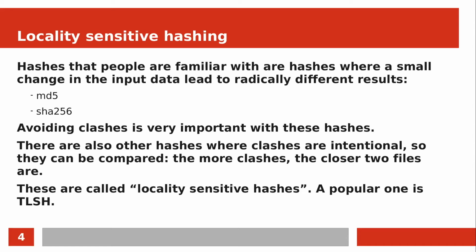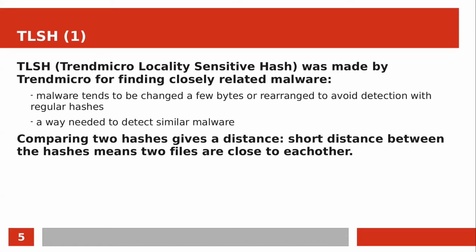With these hashes, avoiding clashes is extremely important. But there is also another category of hashes where clashes are intentional, so they can be compared. The more clashes you have between the hashes, the closer two files are. These are called locality sensitive hashes, and a popular one is TLSH. It was made by Trend Micro specifically for finding closely related malware. Malware tends to be changed just a few bytes or rearranged to avoid detection with hashes like MD5, and they needed a way to detect malware that is very, very similar.